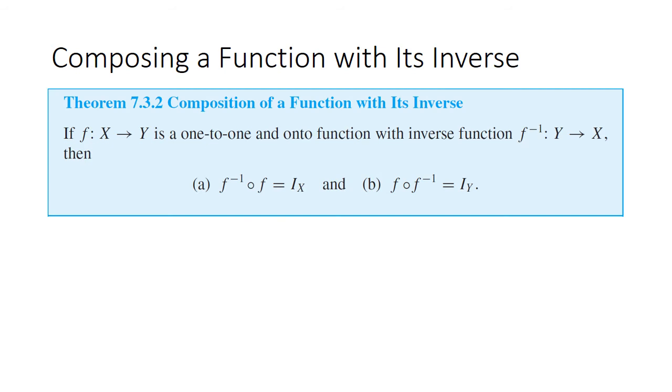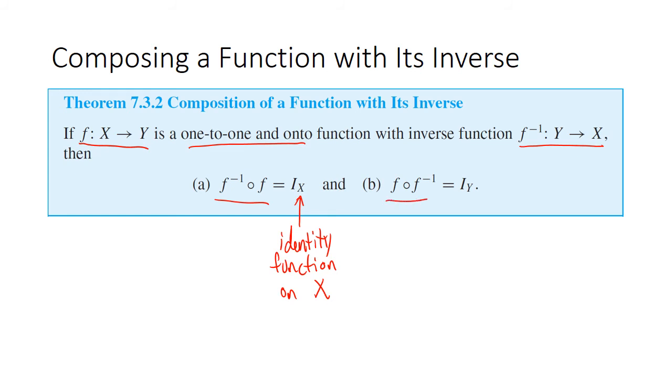Now let's talk about composing a function with its inverse. If you have a function little f from x to y that is 1 to 1 and onto, then its inverse function is going to be f inverse from y to x. When you compose those two functions together in either order, so if you do f inverse of f of x, what you get here is the identity function on x. In other words, this is the function that when you plug in something from x, it just outputs that same element in x.